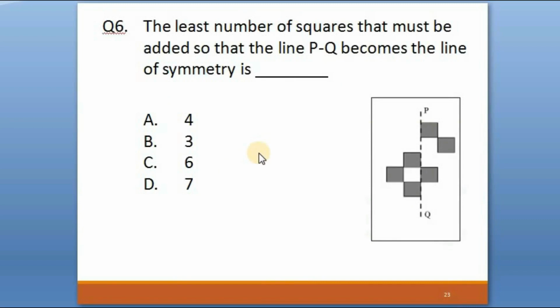The least number of squares that must be added so that the line PQ becomes the line of symmetry, right? PQ is given and we have to maintain the symmetry. So in this case, we have to just fill the different portions so that the shape towards the left side should be in symmetry to the shape towards the right side. So let's move to the solution.